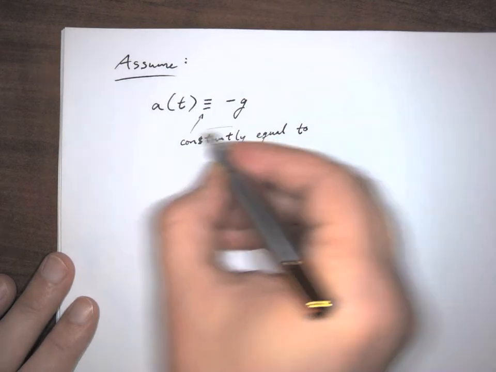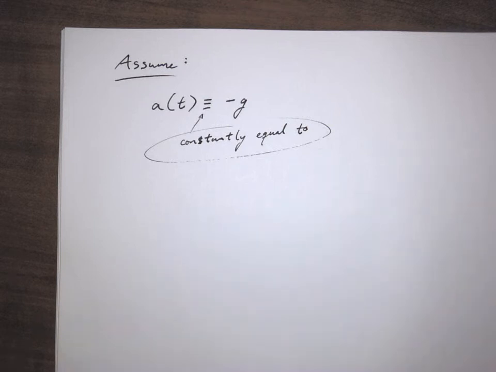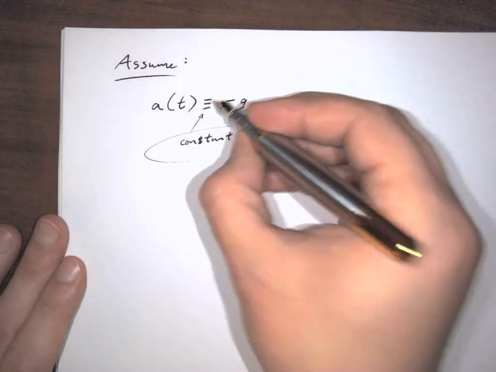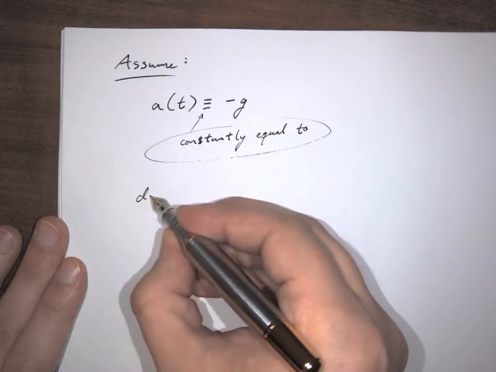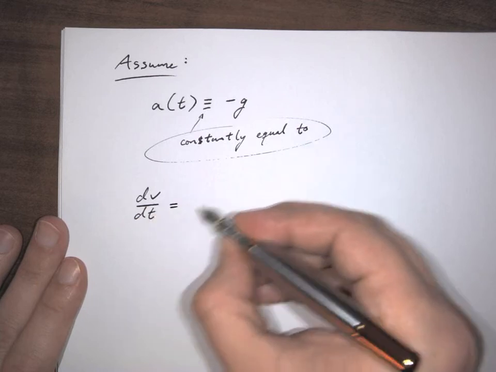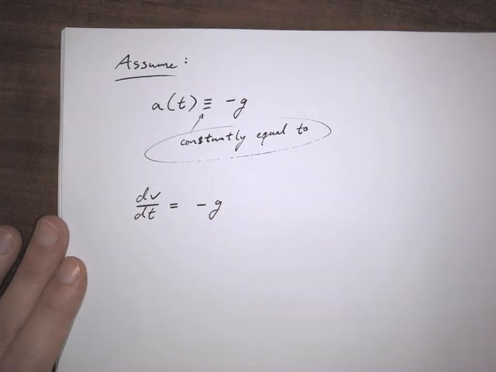So it's going to be a way to distinguish between a function that happens to equal something at a particular time versus a function which is constantly equal to a value. Okay. Well, if that's the case, then what we know is that the derivative of velocity with respect to time is also equal to that negative g.